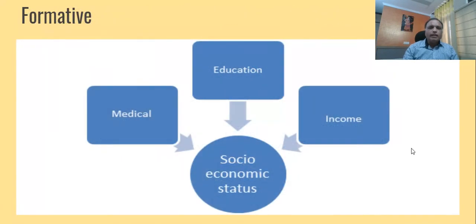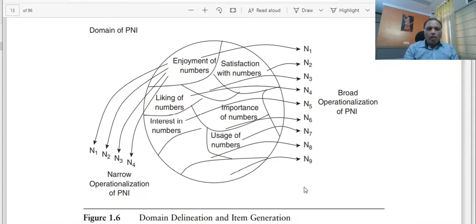Here you can see socio-economic development, socio-economic status. On the side, one is income, education, medical, and there could be others also. So here income is different, the education dimension is different, medical is different, the variables are different. So when you have different variables and you club them together to make a particular construct, that is called a formative one, right?